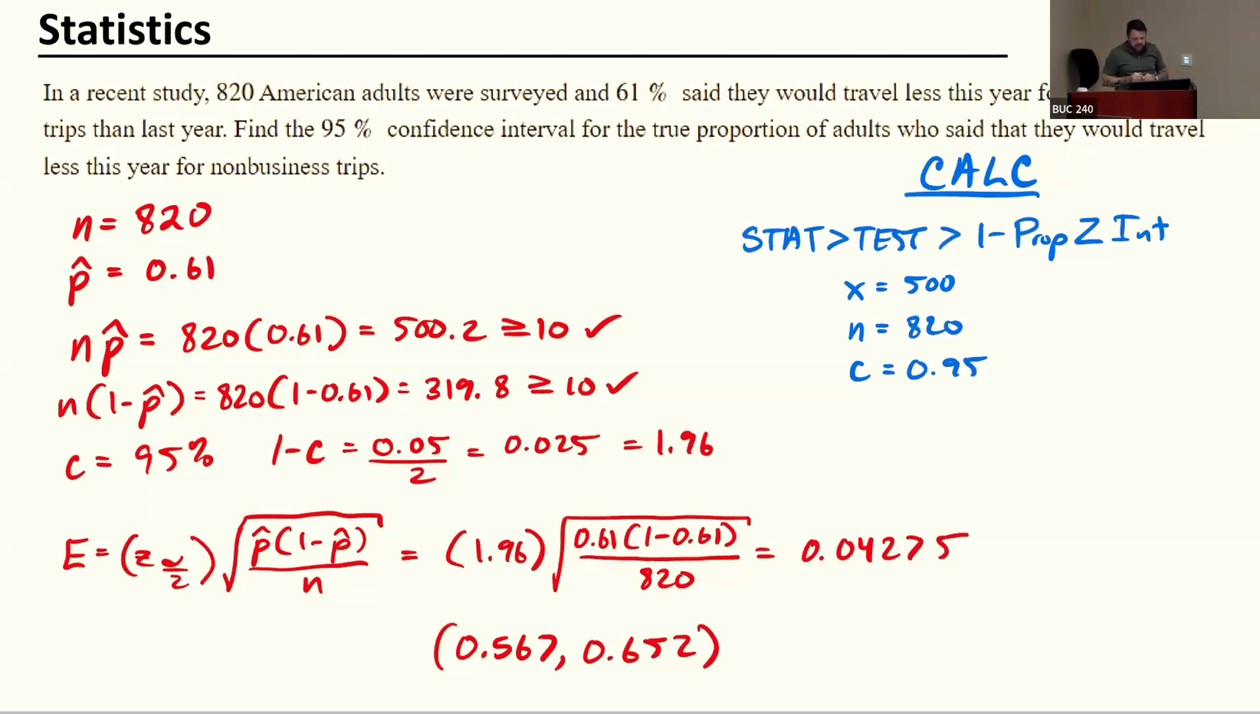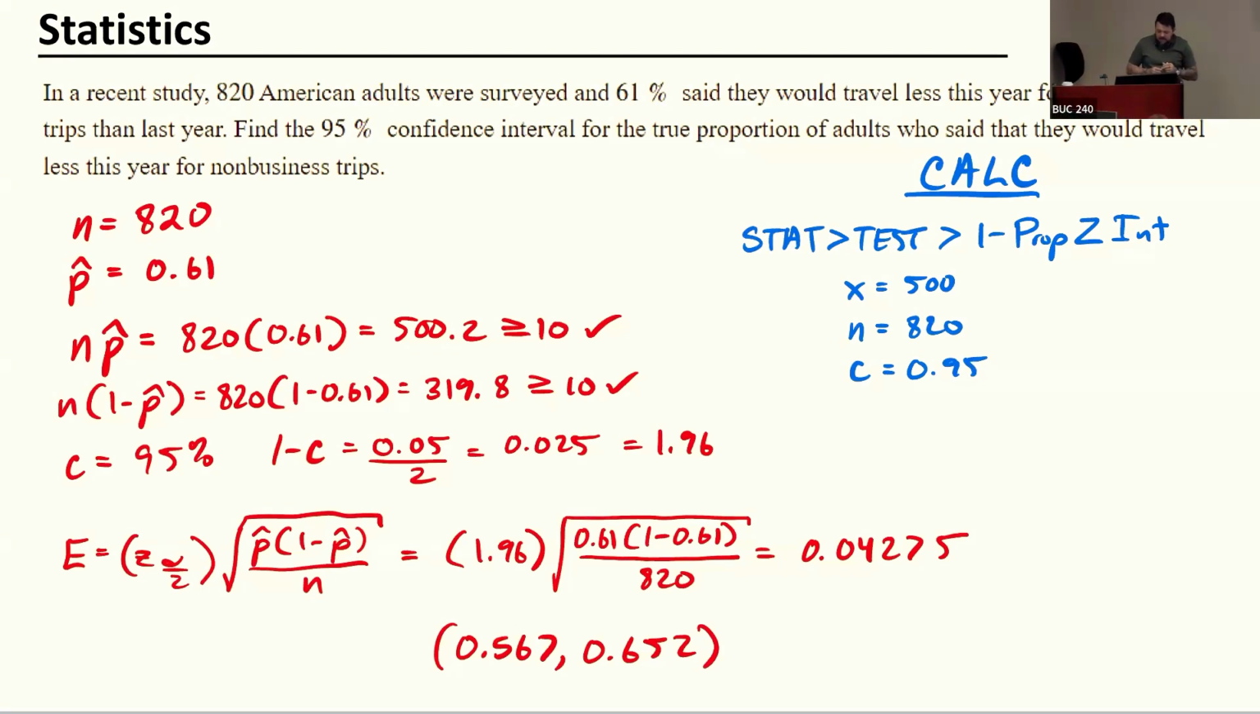Okay. So once again, I parse out all the information. I even check my np value, my n(1 minus p). Of course, both of those work out. Notice I get greater than 10 on both of them. That's kind of a rule, right? I've got to have that.